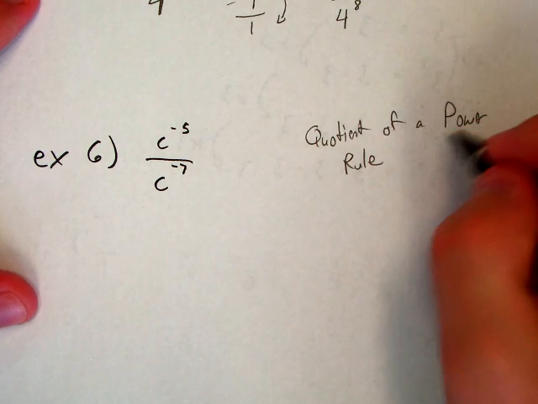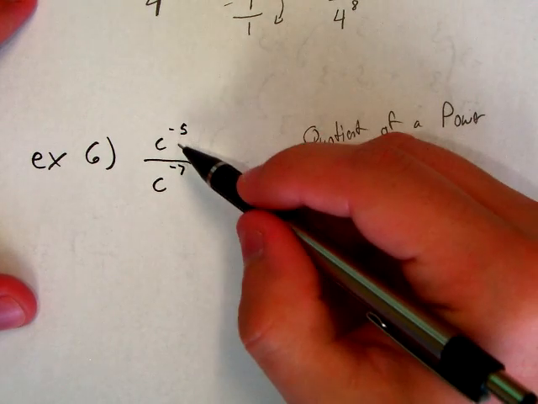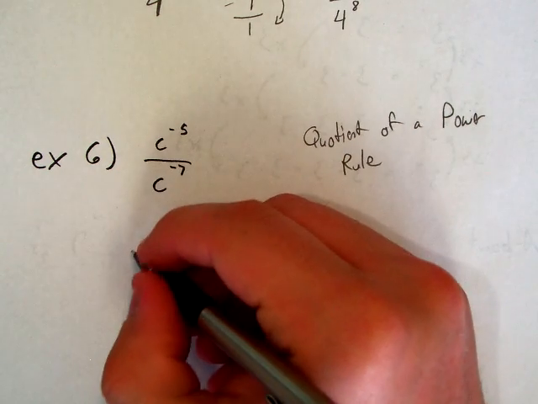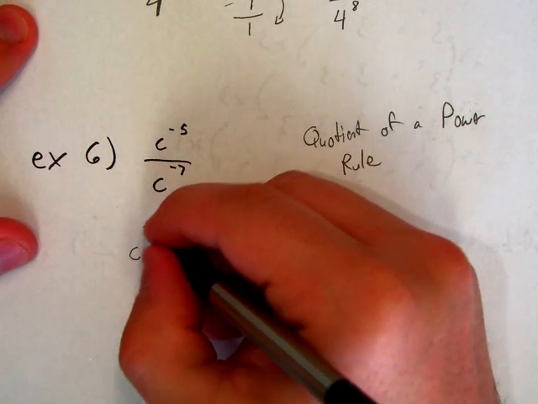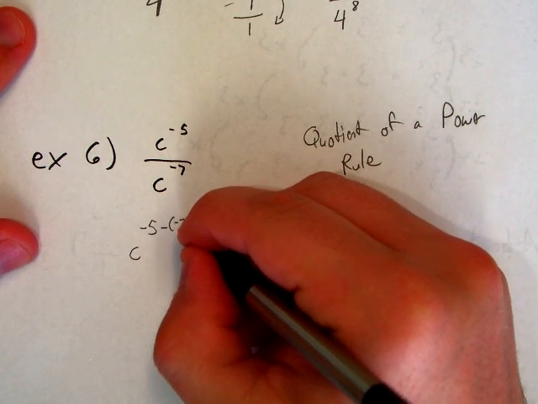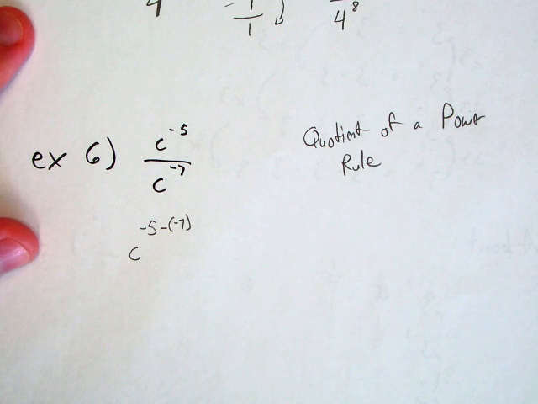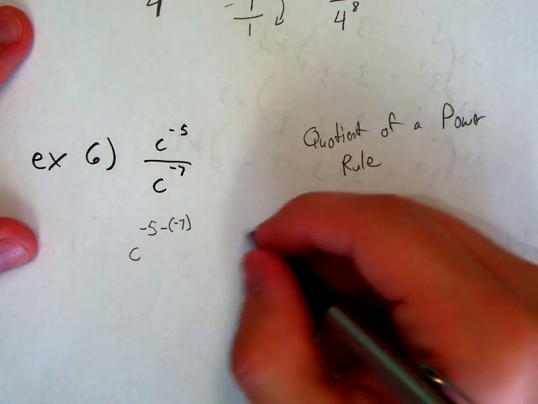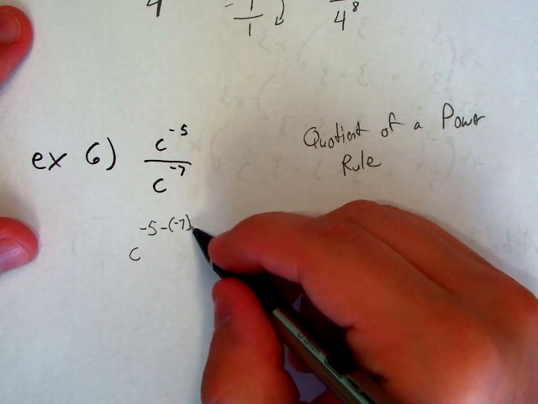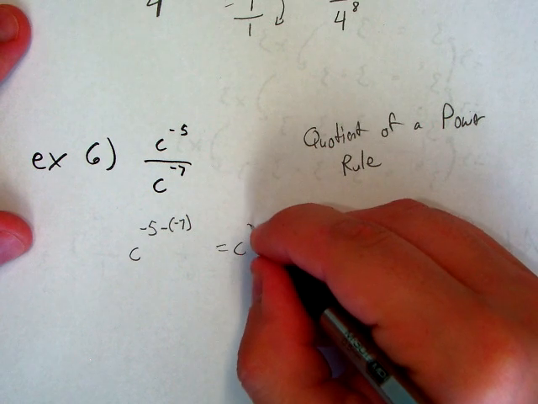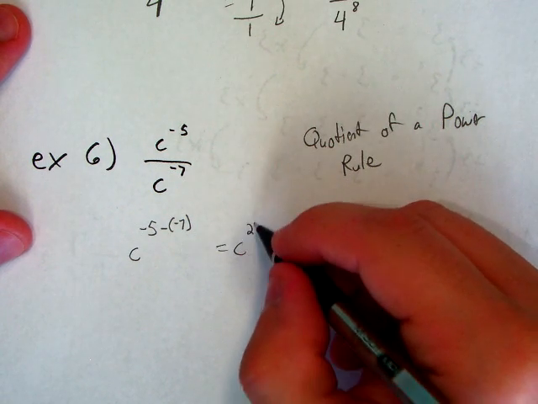Example 6 now. Quotient of a power rule states if I'm dividing two like bases, I keep the base and I subtract the exponents. Negative 5 minus a negative 7 is the same as negative 5 plus 7, which means this is c to the second.